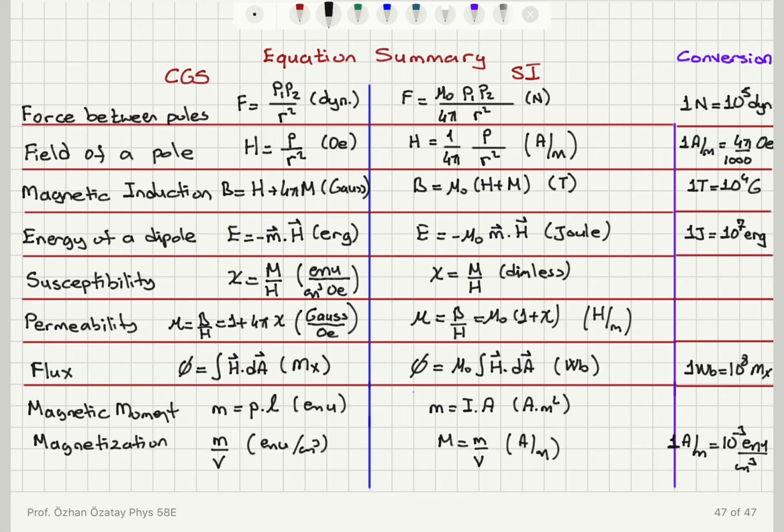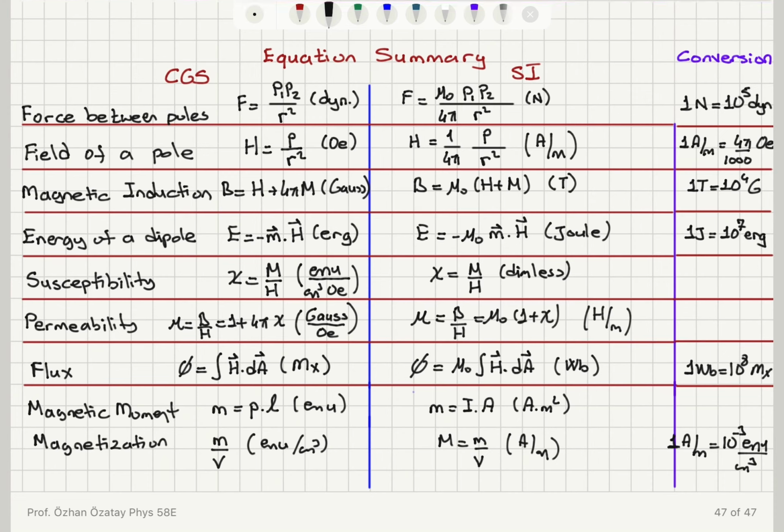Flux is the integral of H dot dA, the area vector. It's measured in Maxwells in CGS, and Webers in SI. It's the integral of mu0 H dot dA. 1 Weber is 10 to 8 Maxwells. Magnetic moment is the pole strength.